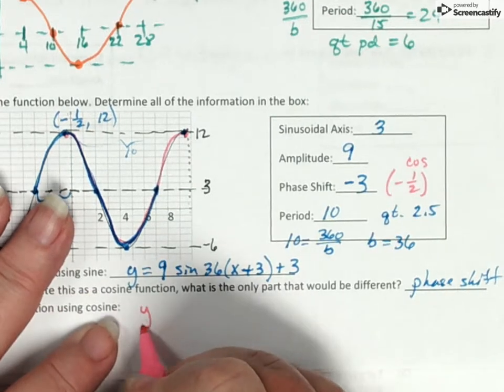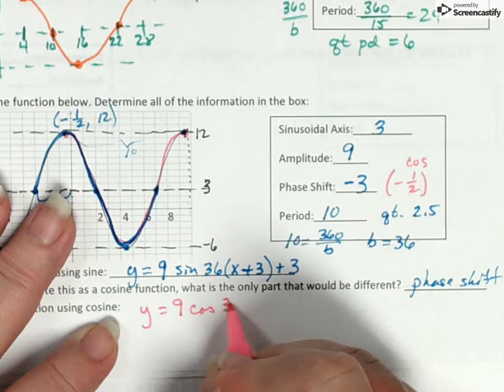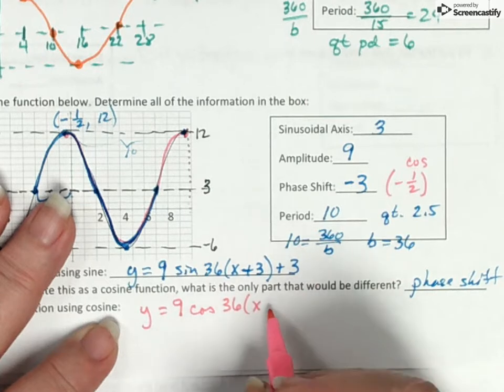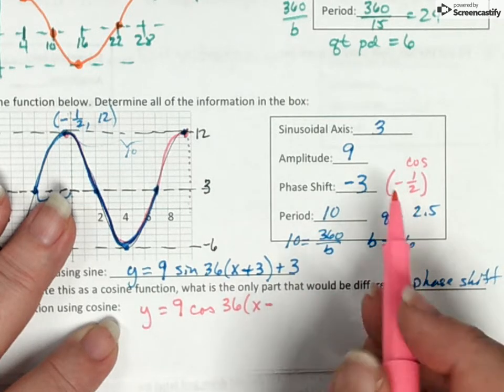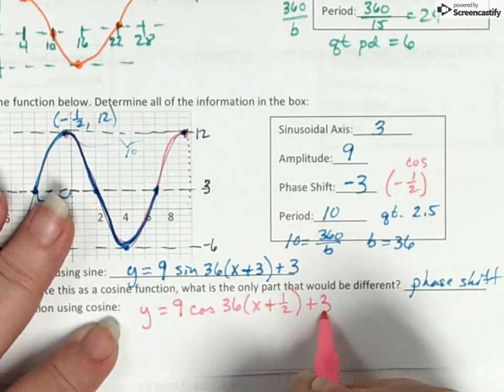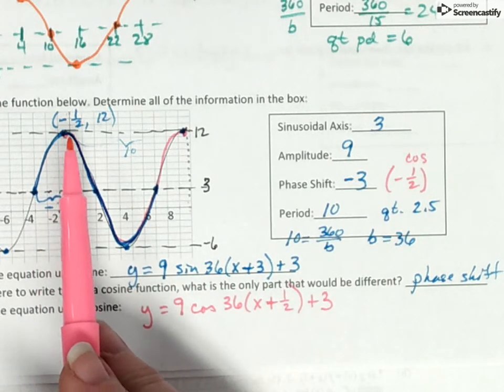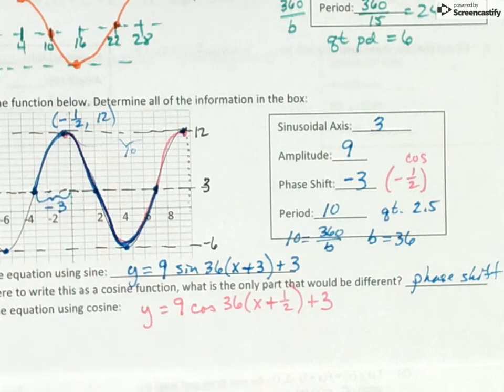So the equation would be y equals 9 cosine of 36 times x minus negative 1/2. Minus negative 1/2 is plus 1/2 plus 3. So the equation is almost identical. The only thing that has changed is the fact that my phase shift is different because sine starts at a midline and cosine starts at a maximum or minimum.